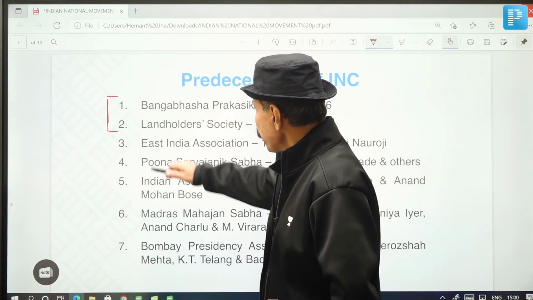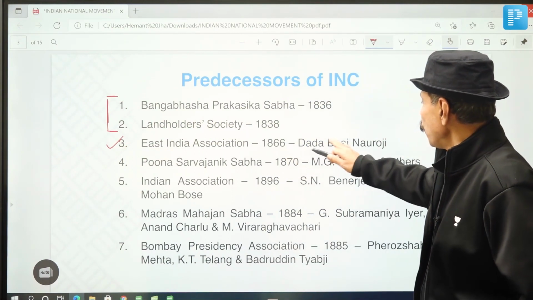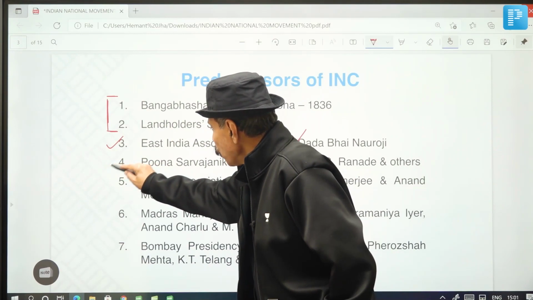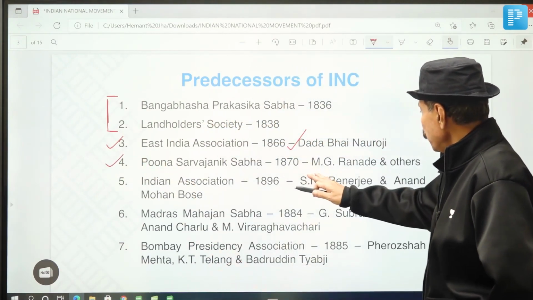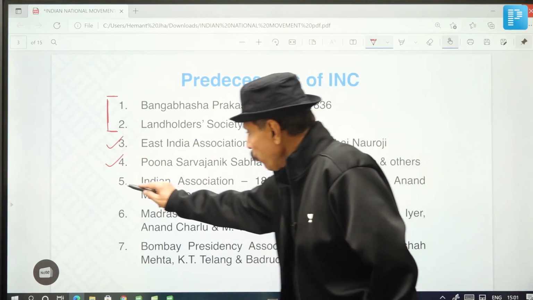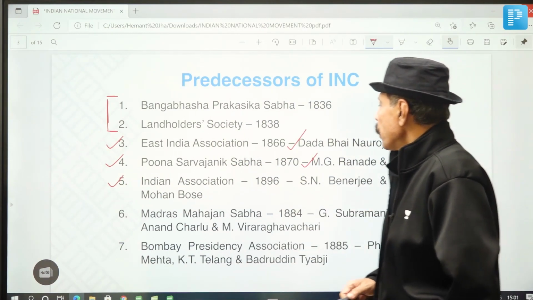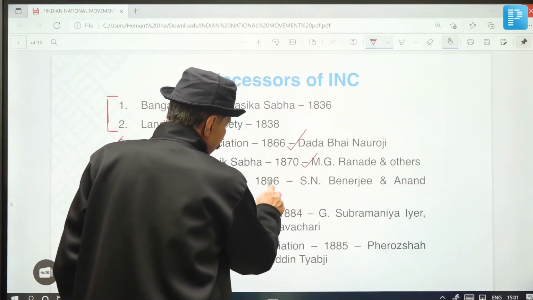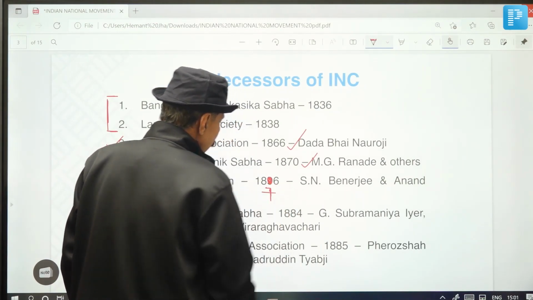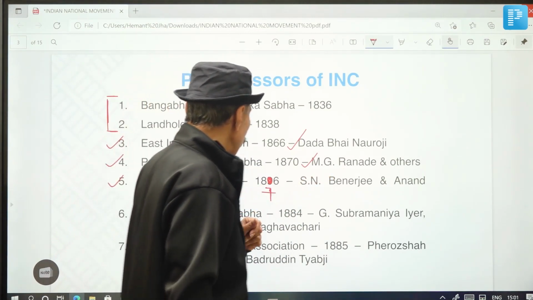And then 3, East India Association 1866, founded by Dadabhai Naoroji. Then 4, Pune Sarvajanik Sabha 1870, founded by M.G. Ranade and others. And 5, Indian Association, this should be 1876, by Surendranath Banerjee and Anand Mohan Bose.